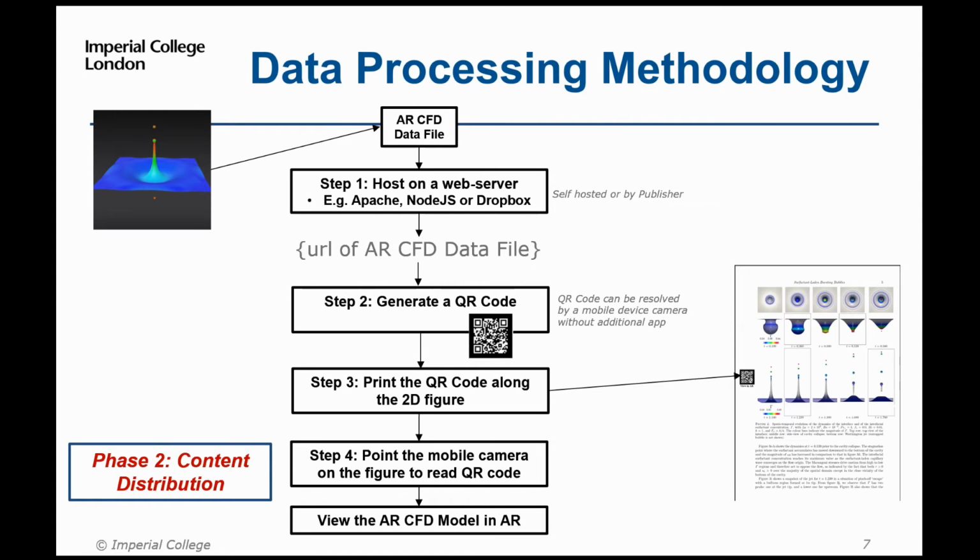Once you have the AR model of your data, how can it be distributed? That's when phase 2 of our pipeline comes in effect. We host these AR CFD files on a web server that provide access to these files over internet. A QR code points to the URL for accessing the AR CFD file. The QR code can then be printed along with its respective 2D figure or any scientific publication. Any mobile device is capable of resolving this QR code. The associated AR CFD file can be downloaded and viewed in AR in 3D.